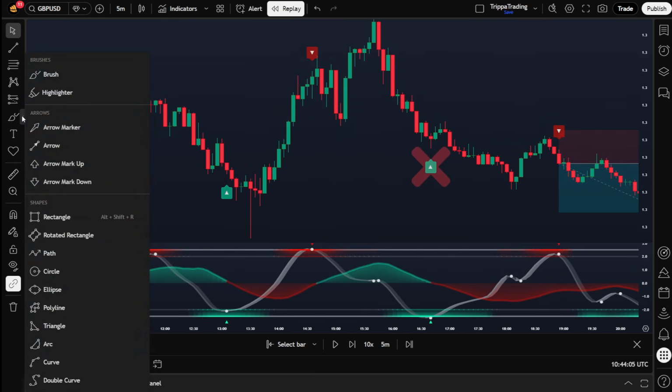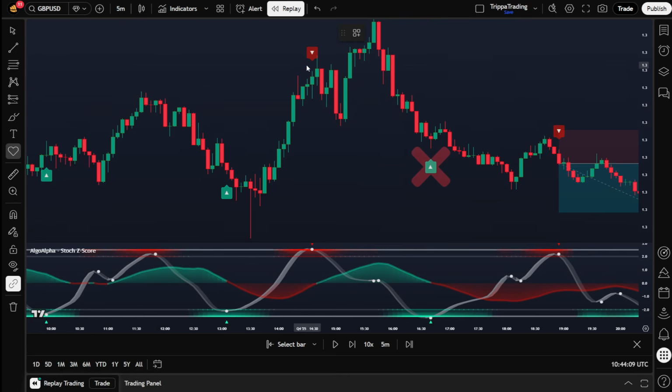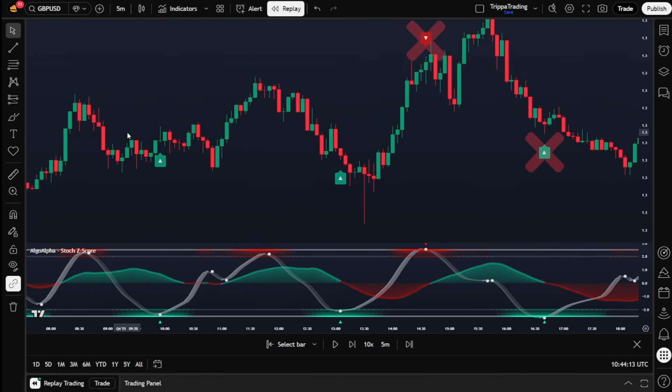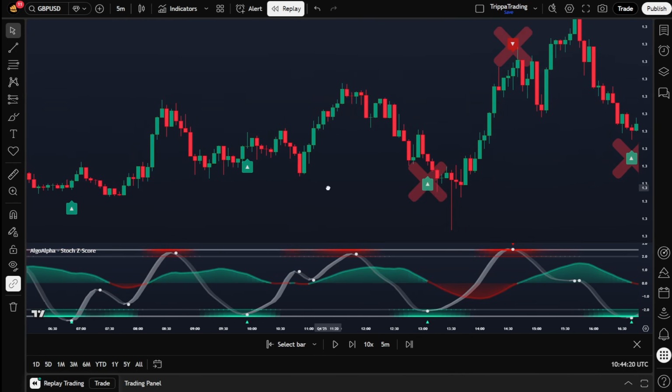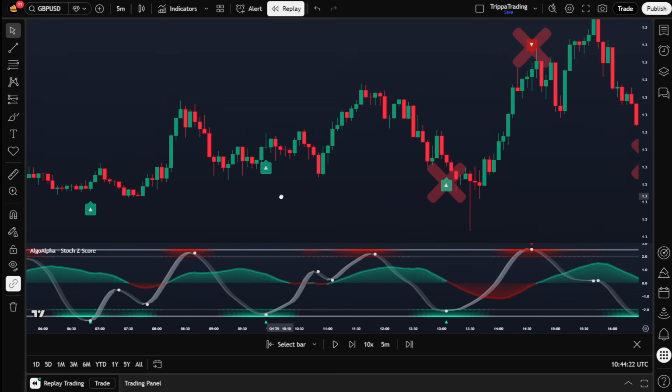This indicator doesn't promise magic entries or 100% accuracy. What it does is remove guesswork. It tells you when a move is actually extreme for that market, not just visually high or low. When you combine that with patience and simple price confirmation, you avoid chasing and you avoid forcing trades.